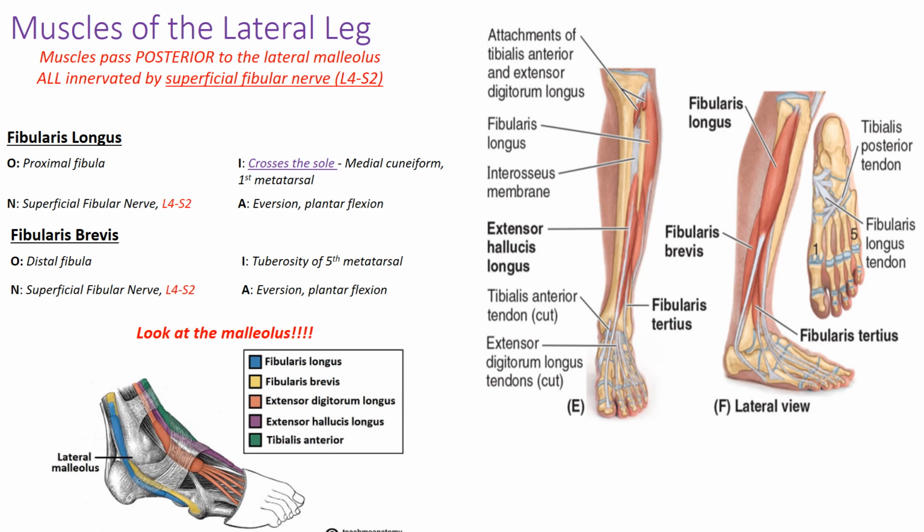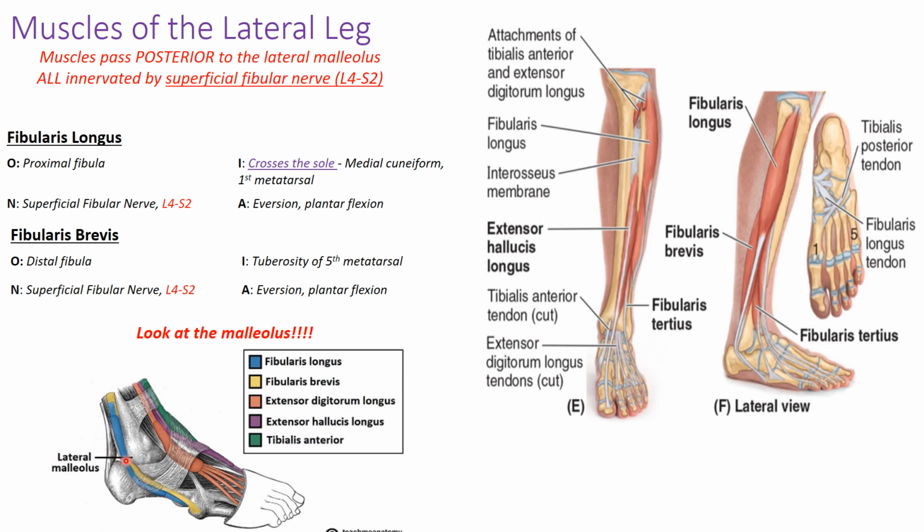Now moving to the lateral leg. The lateral leg just has two muscles. Great, and they both have fibularis in their name. So these muscles pass posterior to the lateral malleolus. Okay, we can see that down here in this image. They're passing posterior to the lateral malleolus, which is located here, and that is going to define these muscles.